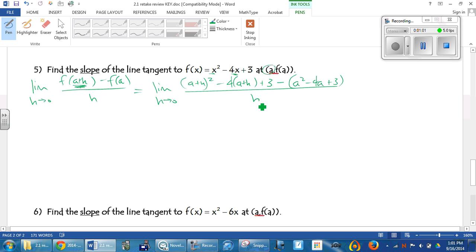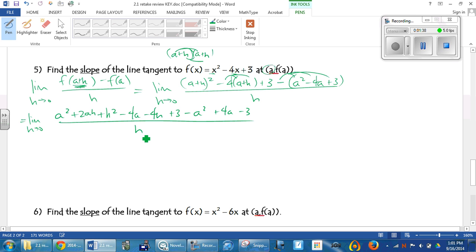So this one's going to take a little distributing, a little algebra to simplify. So we're going to go ahead and do some distributing. A plus h squared, remember that means a plus h times a plus h. So we have to use FOIL to figure that out. We end up with a squared plus 2ah plus h squared. Then we distribute that negative 4. We get minus 4a minus 4h plus 3. Distribute the minus here. Minus a squared plus 4a minus 3 all over h.